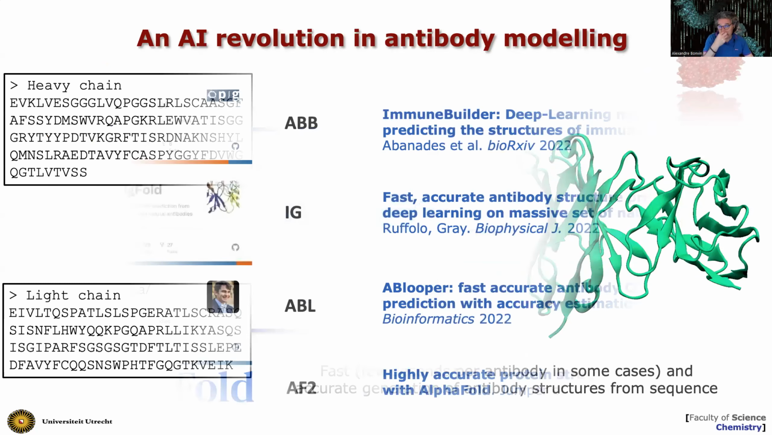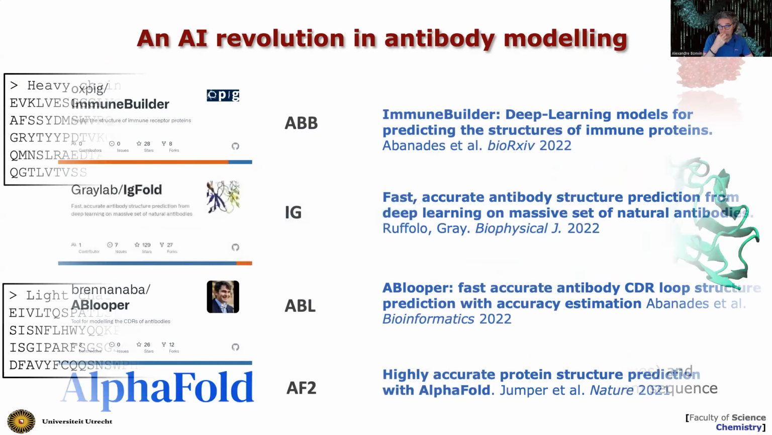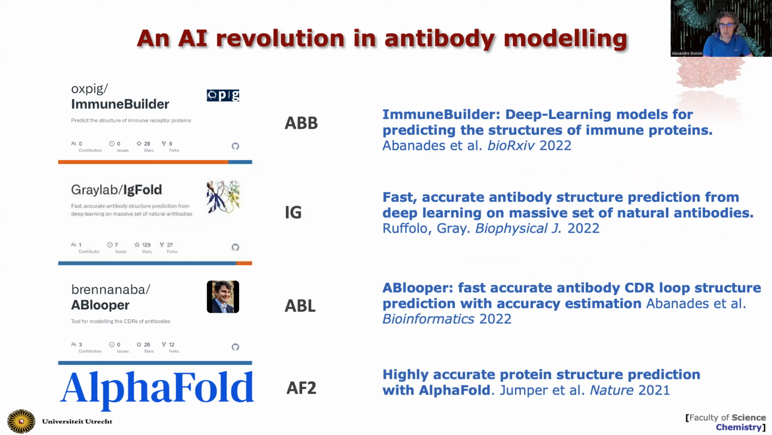So a number of tools have been developed in the last couple of years that are dedicated to modeling antibodies. So Immune Builder, that's from Charlotte Steen's group, is an AI model. You see a bioRxiv reference here, but it has been published. The Rosetta family, the group of Jeff Gray, has developed IgFold, which is also a deep learning model to generate antibody structure. AB Looper was another model from Charlotte Steen, and then we had AlphaFold, of course, which can deal with antibodies. So these are 4 tools that are easy to use, and with which you can generate antibody structure from sequence.